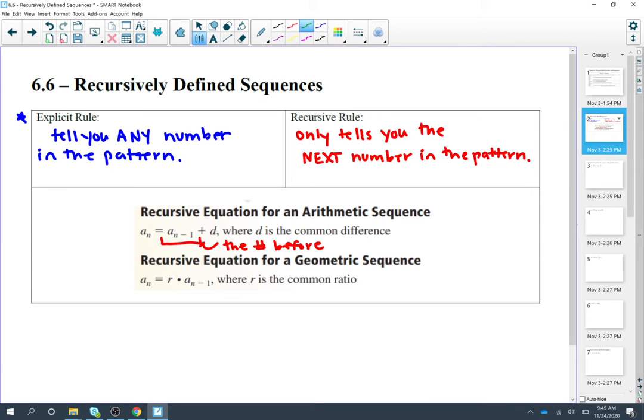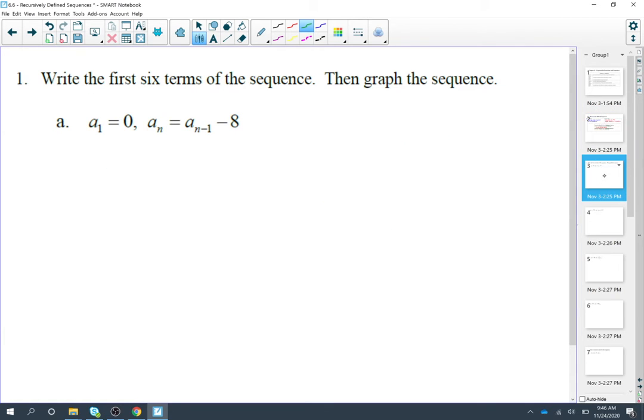And then recursive for geometric, this is arithmetic, this is geometric, you're going to take whatever number you're trying to find, the number before, and multiply it by the common ratio. Again, this will make more sense when we look at it.